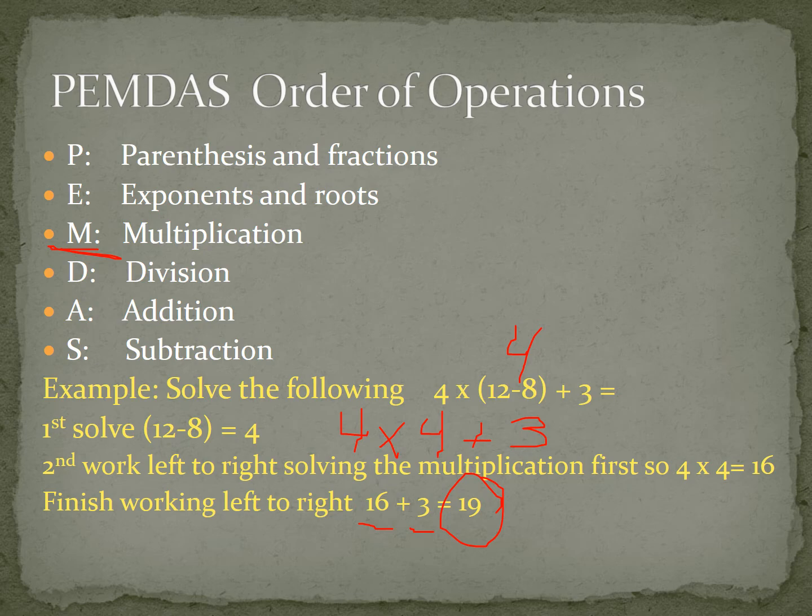Don't do the addition first. Do the multiplication first. M comes before the A. So you're going to do 4 times 4 first, which gives you 16. Then you still have to add your 3, giving you 19. Your homework assignment is page 211 on the bottom there, and you'll have lots of practice to do that.